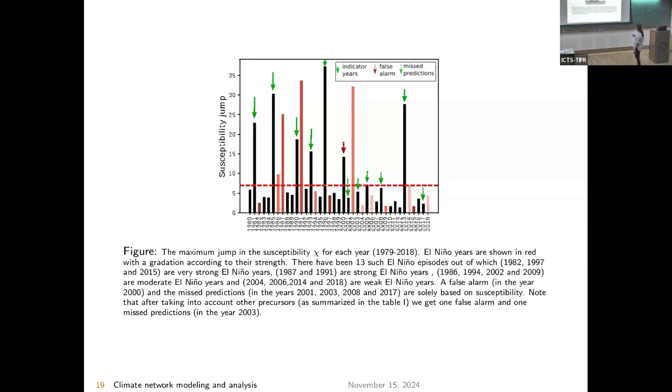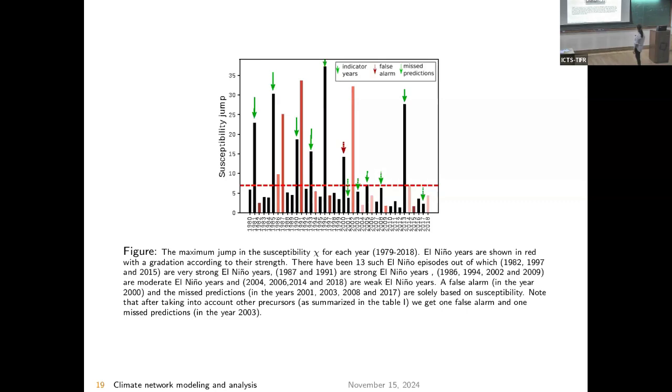So when we do that, we see that for indicator years, which are marked by the green arrows, the value of delta chi is quite high. If you consider all the activities, there have been 13 El Nino episodes. This color gradation is according to the strength of the El Nino. So 82, 97 and 2015 are very strong El Nino years.